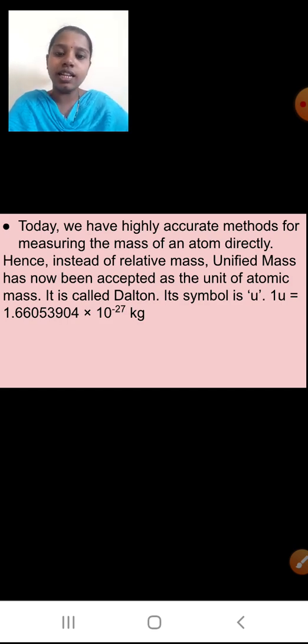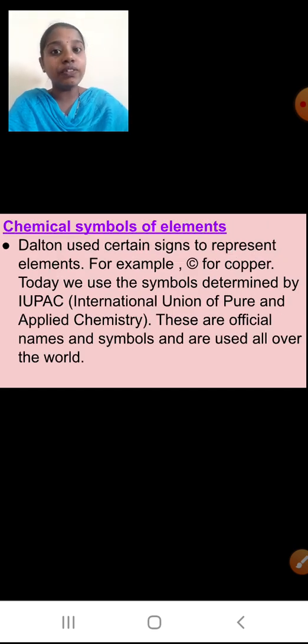Okay students, now we will do the next topic. Here we have completed atomic mass and atomic size. Now we are going to do the chemical symbols of the elements. Now you all know there is a periodic table, you have seen it, elements are arranged in that. When you saw that table, you saw that in the boxes the whole name of the element is not written, symbols are written. So what are these symbols, we will see.